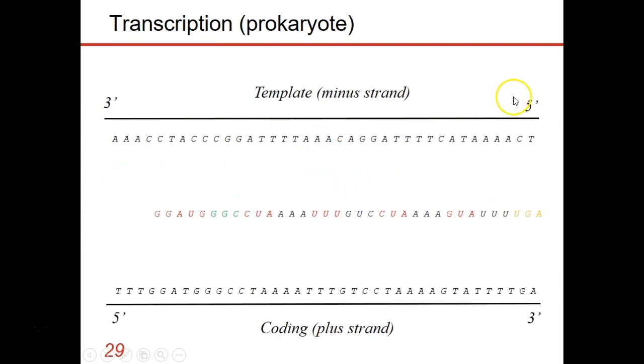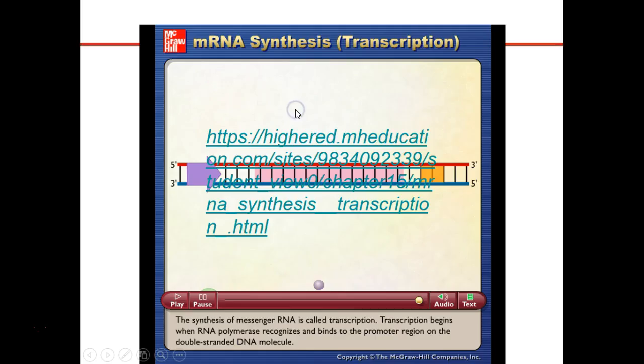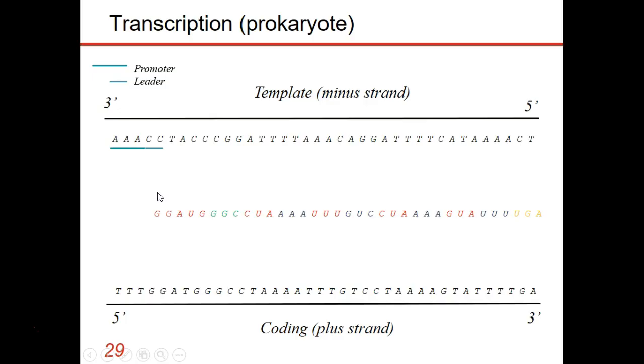So here's my transcription that I made up. Minus strand, plus strand, so coding strand, template. There's the promoter and the leader sequence. And here's the messenger RNA molecule right there, okay?